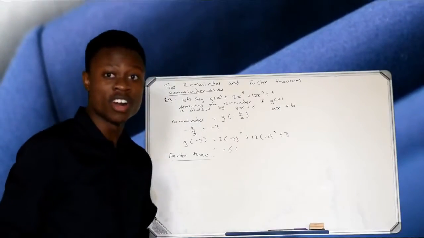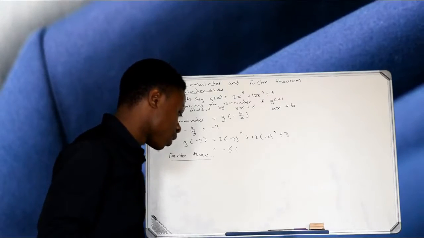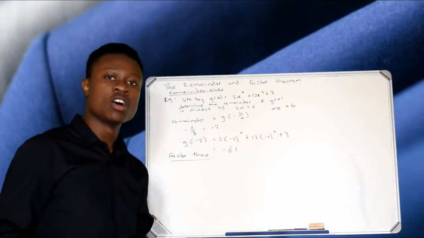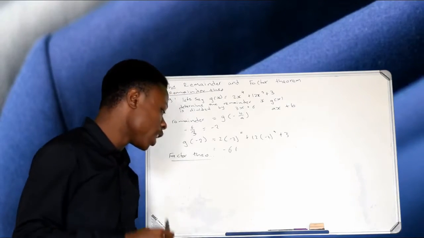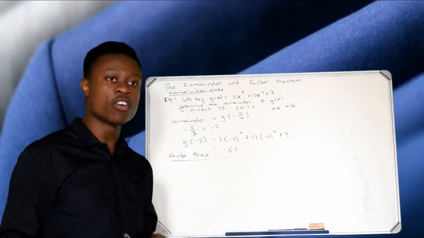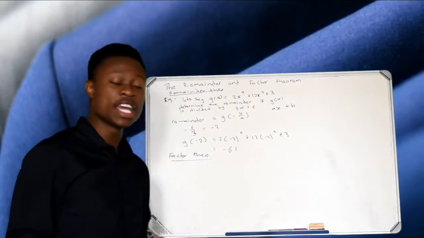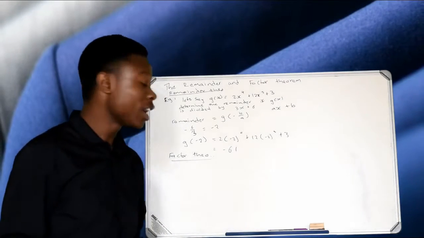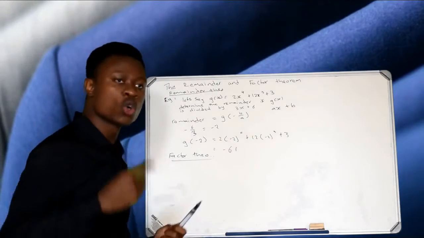The polynomial, right? And ax plus b is a factor of f, right? So if ax plus b is a factor of f, then f of that factor's root is equal to 0. So what am I saying?